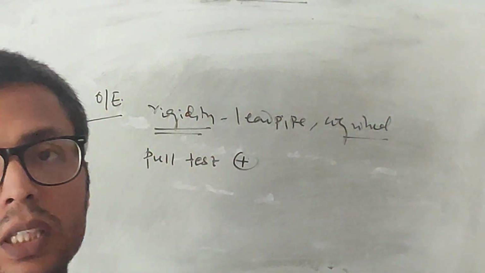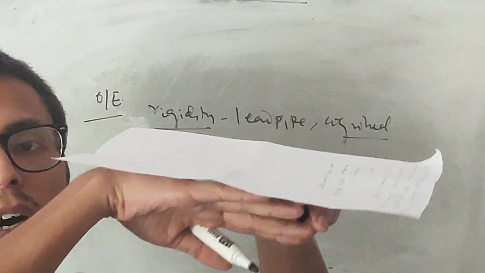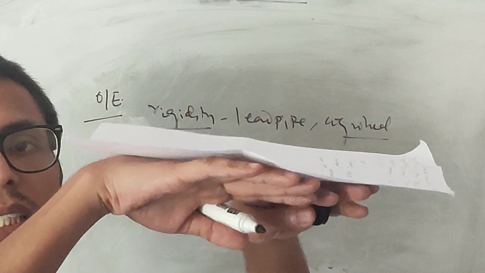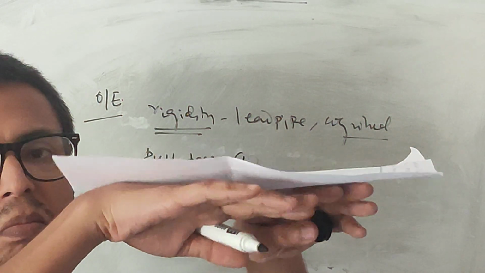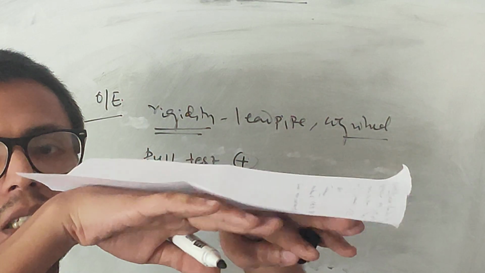And you can test the tremor by placing a paper on his hand. If there is even a minimal tremor, then you can notice it with the movement of the paper.